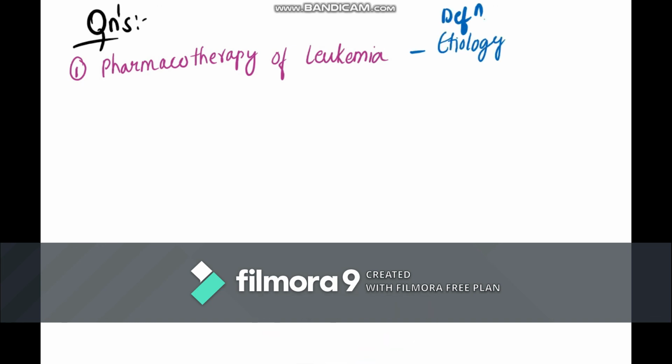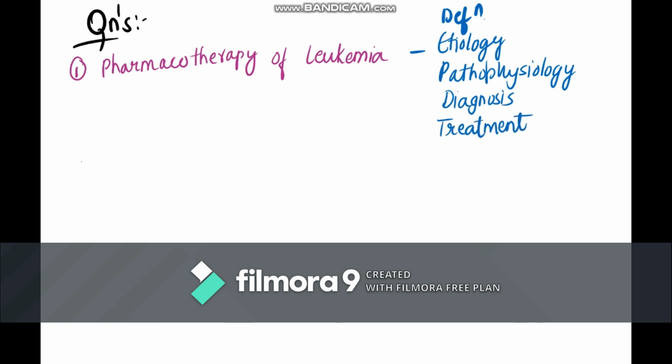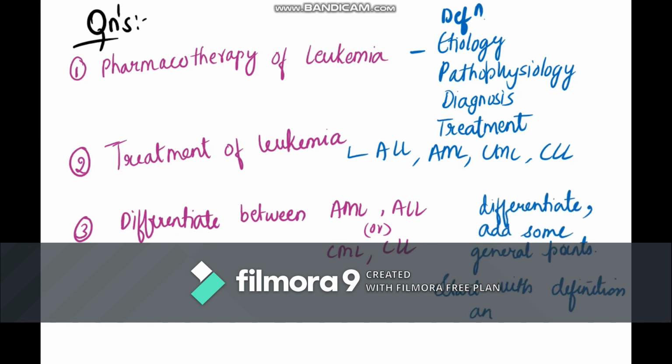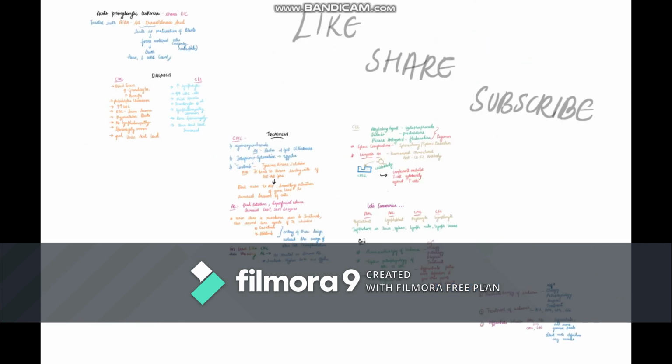These are some questions. Let's have a glance at them. For pharmacotherapy of leukemia, we need to include definition, etiology, pathophysiology, diagnosis and treatment. This is like the treatment of leukemia, and there might also be a question on differentiating between AML, ALL, CML and CLL. So here comes the end for leukemia.